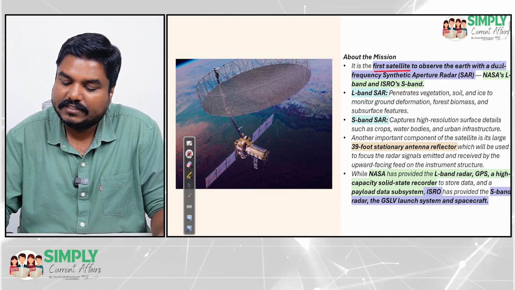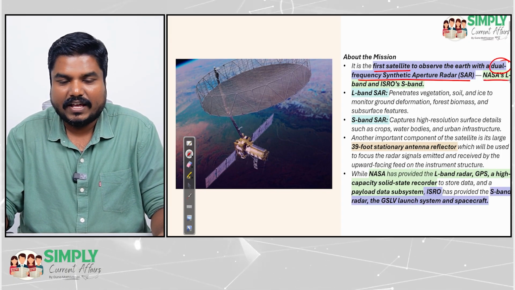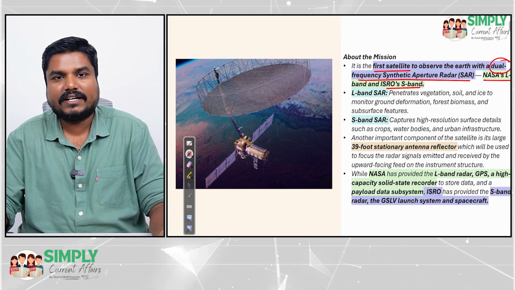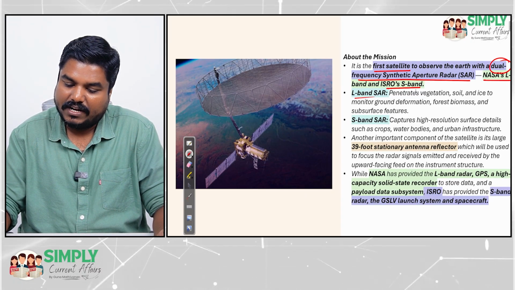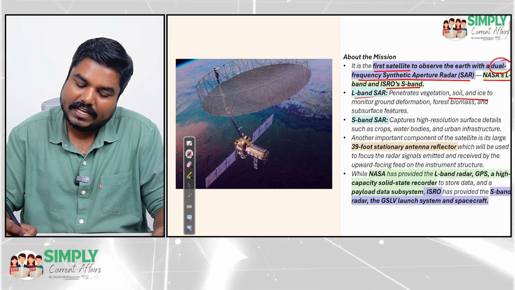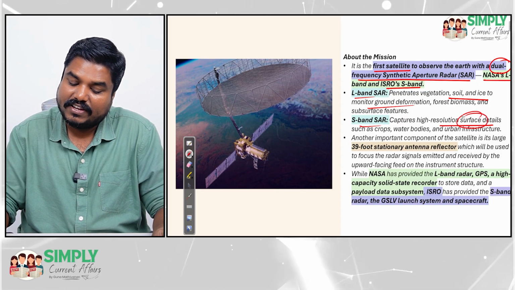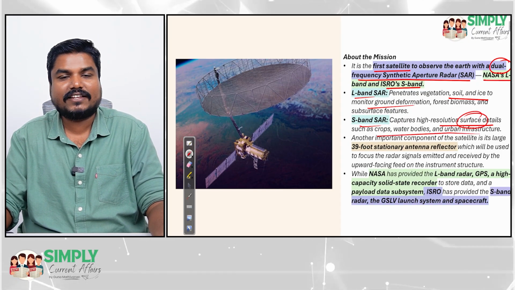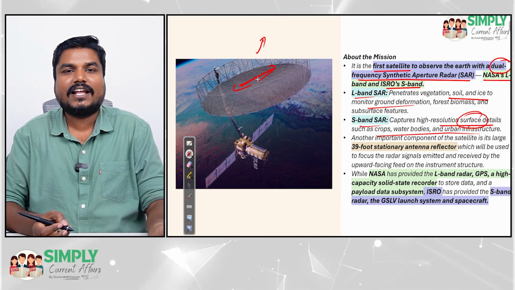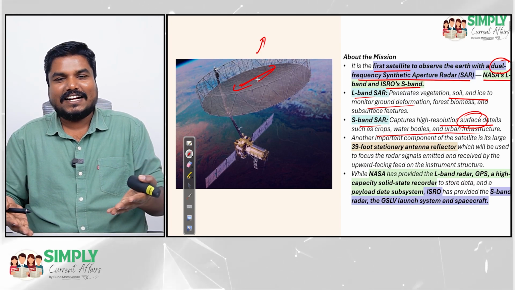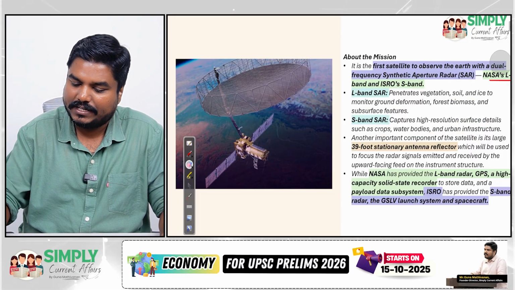So, it is the first satellite which will have dual frequency synthetic aperture radar. NASA has given the L band radar. ISRO has given S band. Right. So, the L band will be penetrating into the vegetation, soil, ice to monitor the ground deformation. S band will capture high resolution surface details such as crops, water bodies, urban infrastructure, etc. And more importantly, this will have a 39-foot radar antenna. This antenna is what will capture and give us the better images.